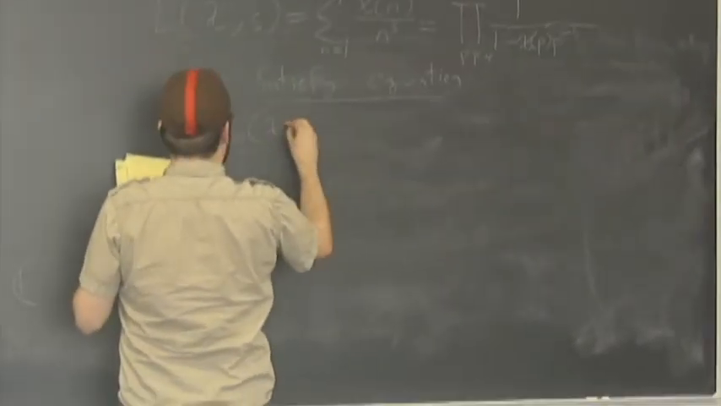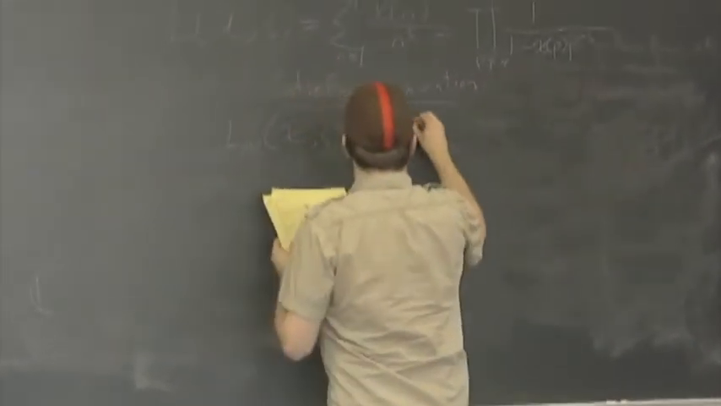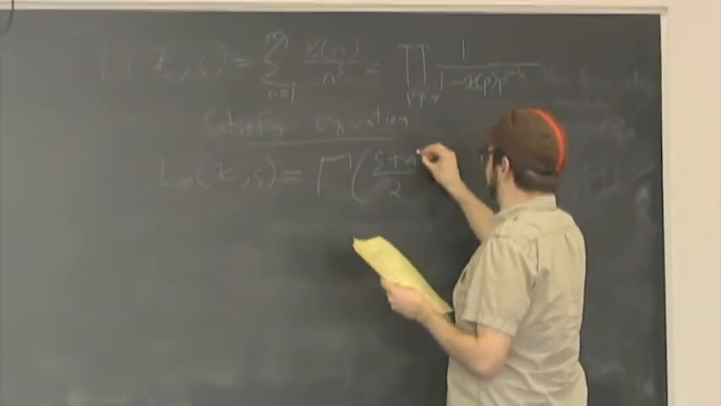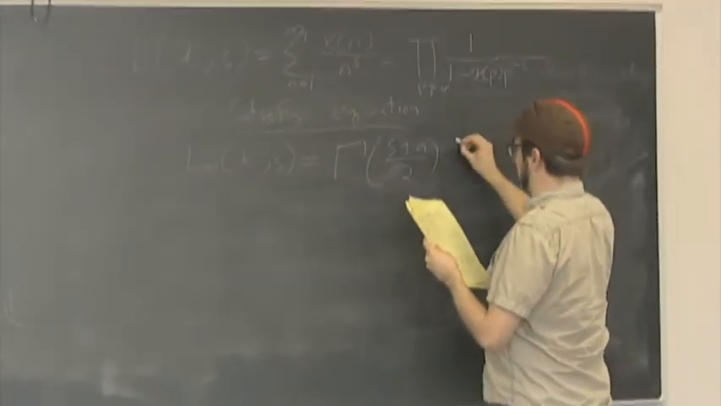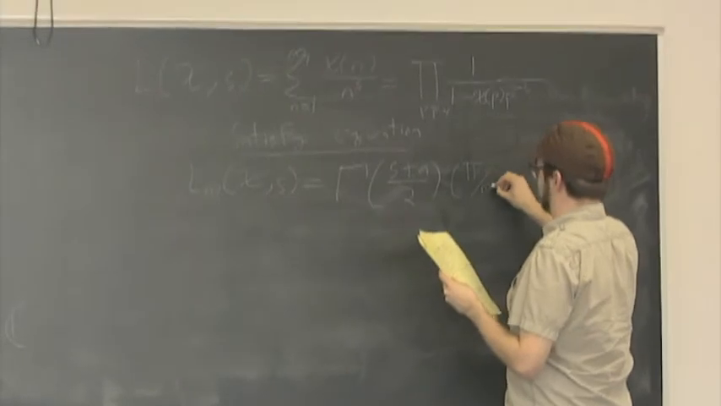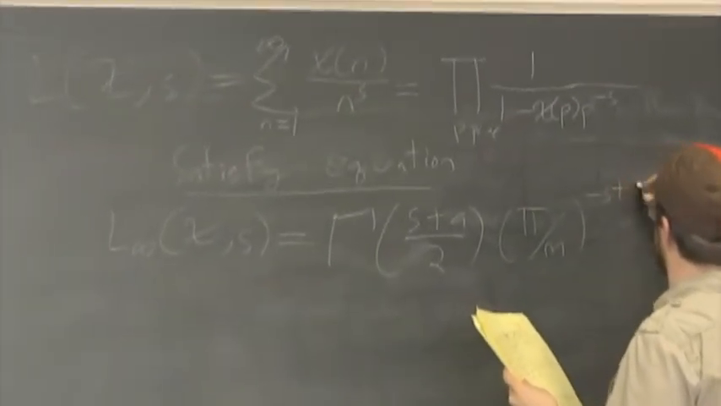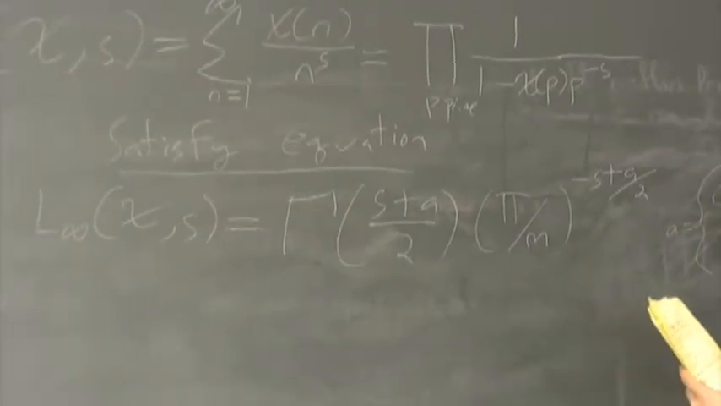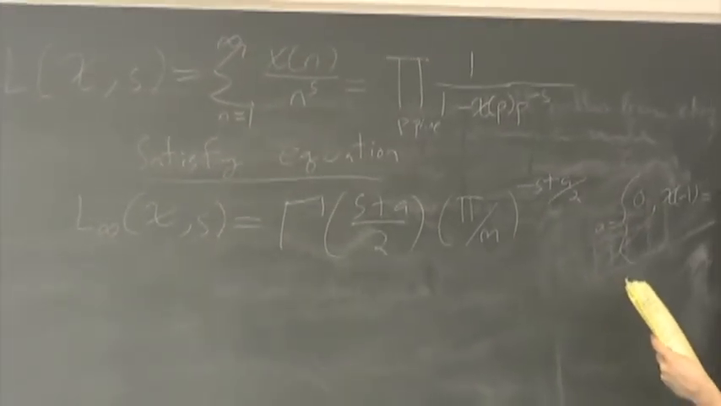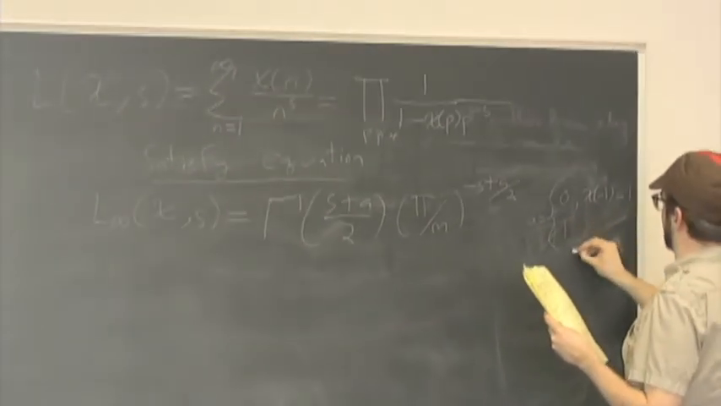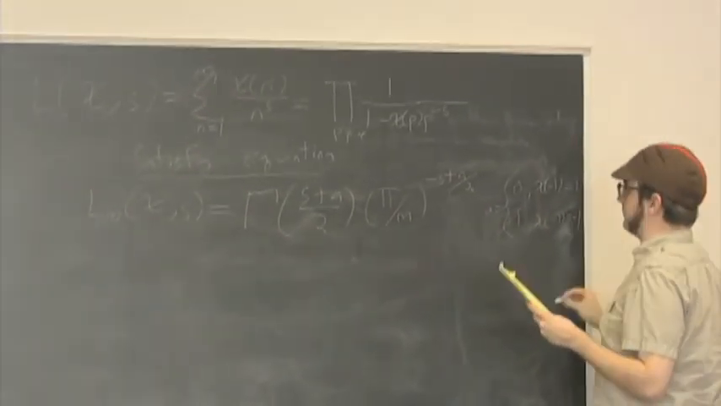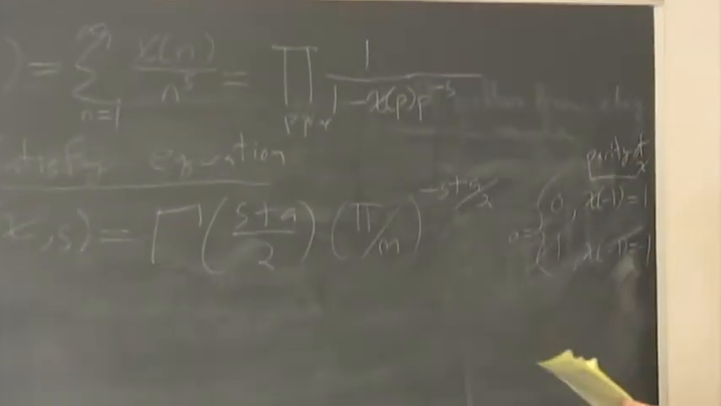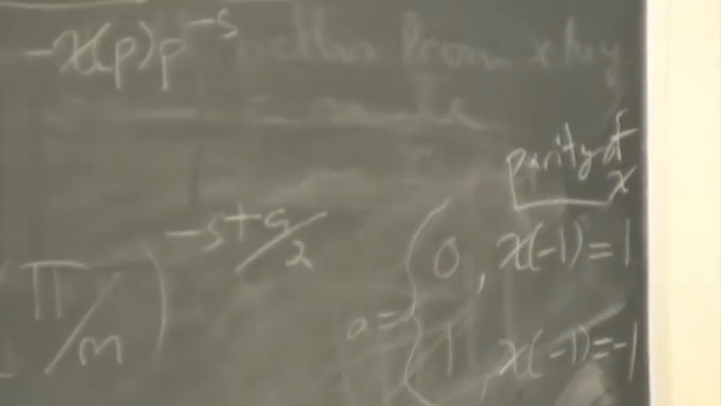So we're going to say L infinity of chi, s is gamma, Euler's gamma function. I think it's due to Euler, right? You know, it's the gamma function, as always, times (pi over m) to the negative (s plus a) over 2, where a is what's called the parity of chi. So a is going to be 0 if chi of negative 1 is 1, and it's going to be 1 if chi of negative 1 is negative 1. It's kind of the parity of chi. And we say chi is even in this case, and chi is odd in that case.